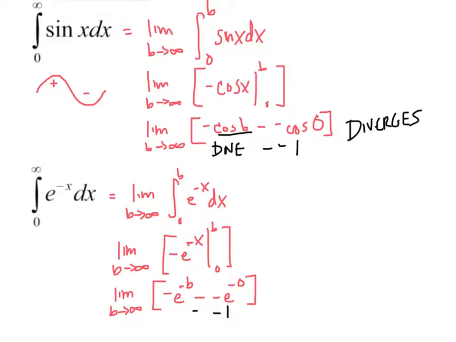Now, e to a negative infinity. This is like, if I can just draw this over, e to a negative is like 1 over e to the b. Remember, that's what a negative exponent does. So if you think about plugging in infinity to this, you've got -1 over something getting really, really large. The limit of this is 0. So 0 minus -1 is 1. So the area converges to 1. Okay? So that's our quick intro to improper integrals.